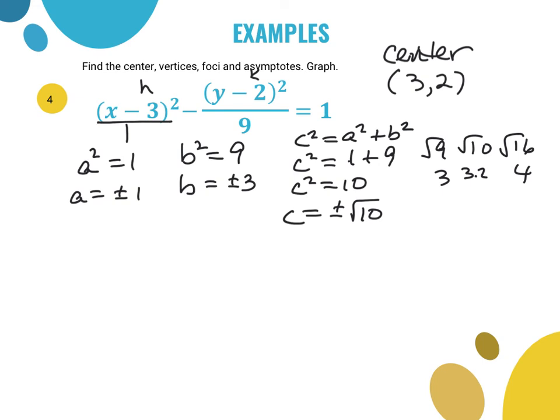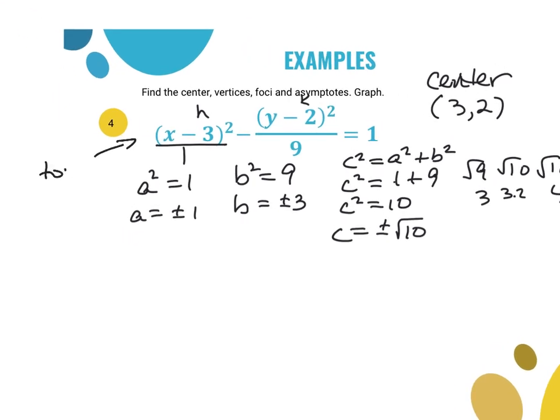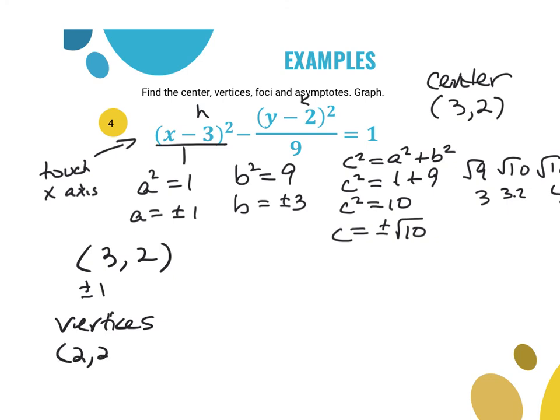To find the vertices, again, see how we see X first? So it's going to be touching the x-axis. I'm going to be adding A and C to the X to get my foci and my vertices. So 3, 2, I'm going to add A, plus and minus 1. So my two vertices are located at 2, 2 and 4, 2.